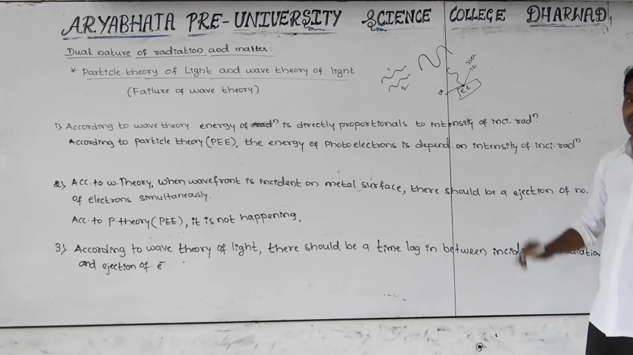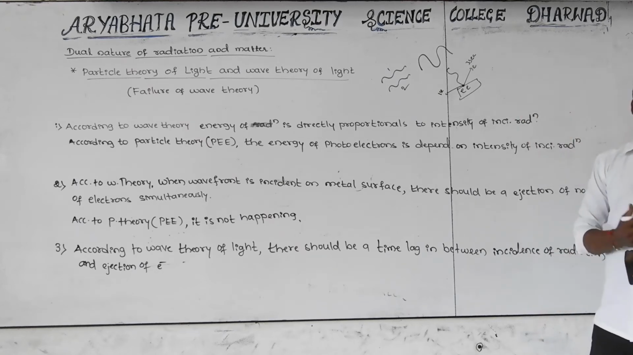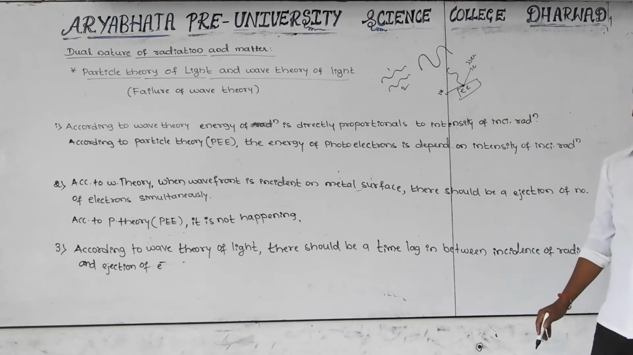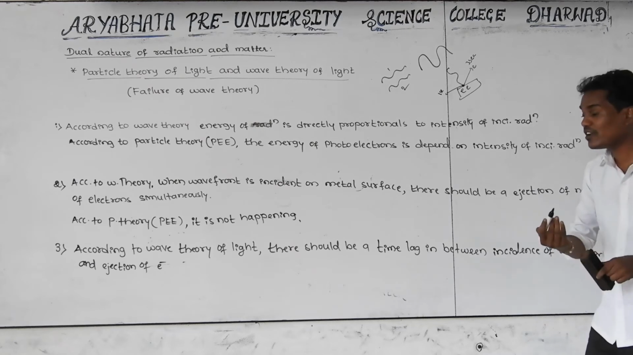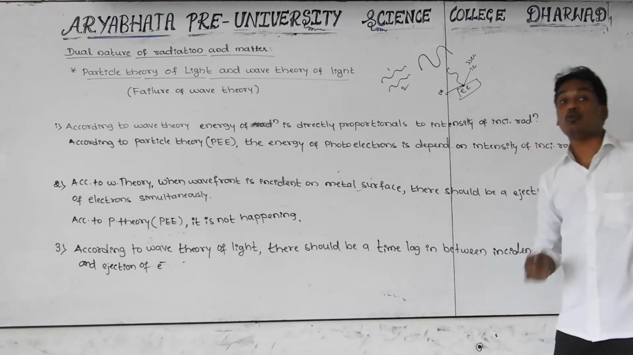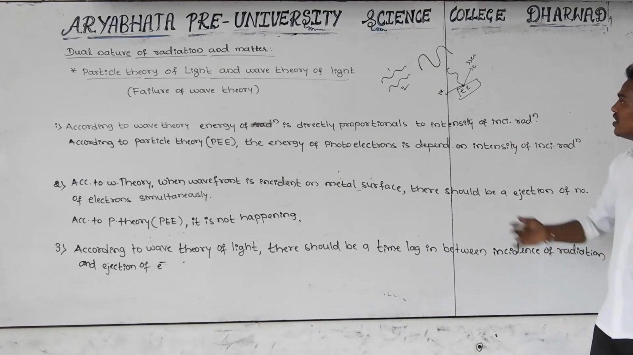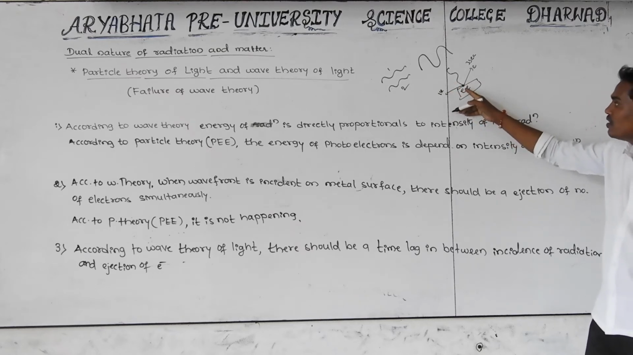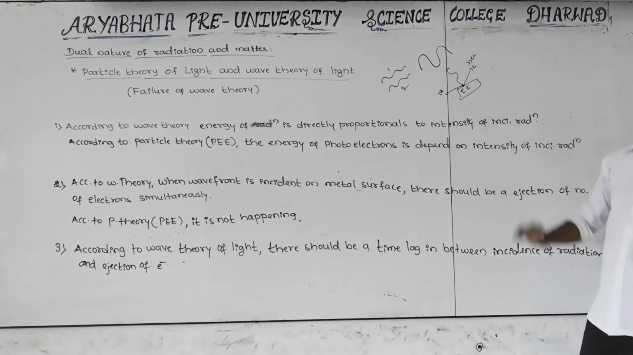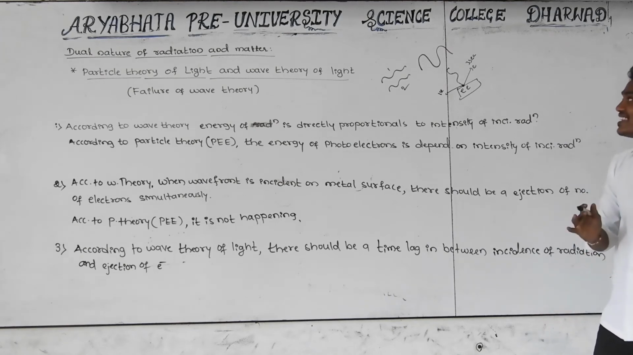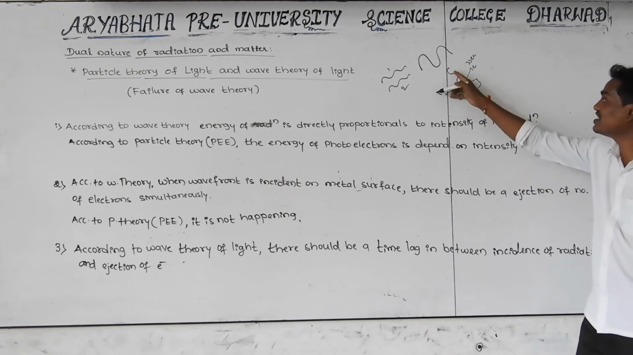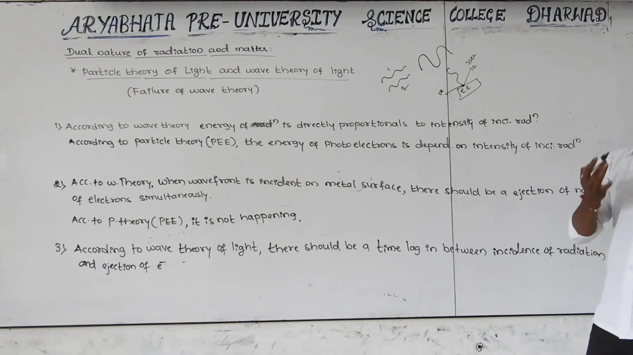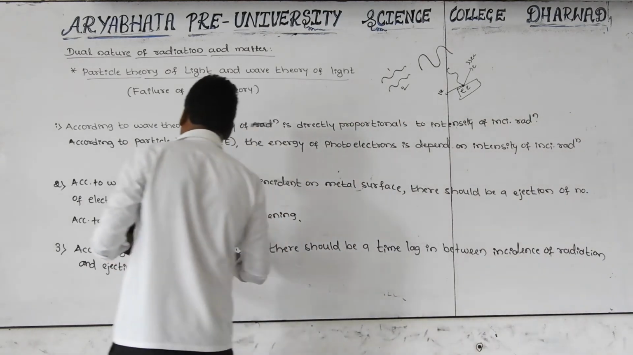In order to emit the electron from the material, what is the time difference? Whenever the light is incident, after 2 seconds the electron is emitted. This reason is explained by which theory? This is explained by the wave theory of light. What is the wave theory of light? First, radiation has to be incident. After that its energy is transferred to the electron, and after 2 seconds the electron is emitted. Means there is a time lag, a time difference between incidence of radiation and ejection of electron. This is according to the wave theory of light.